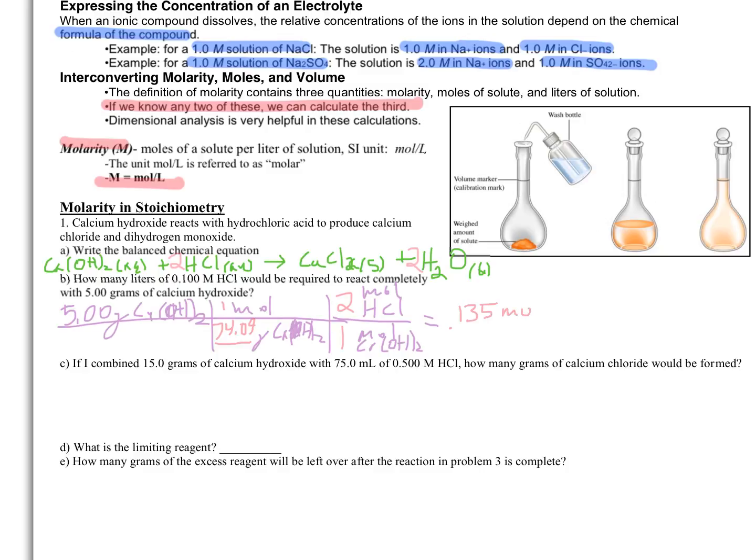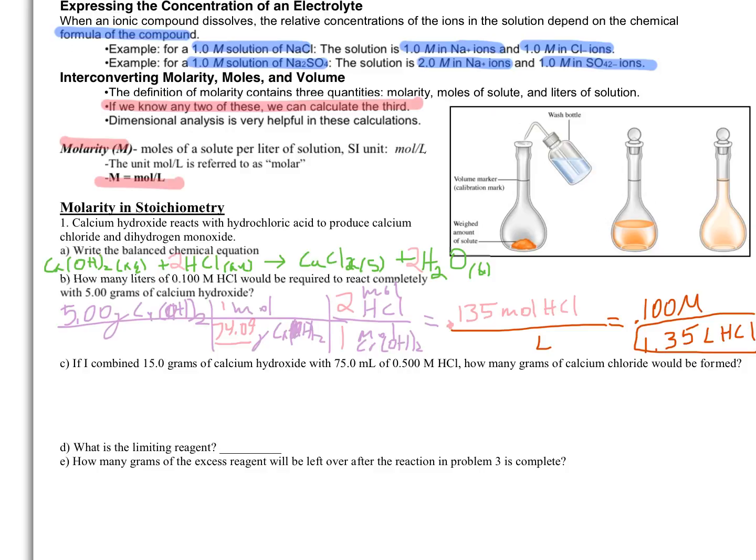0.135 moles HCl. Now I'm wanting to find liters. Put that over liters and it will equal my molarity, which was 0.100 molar. Solve for liters. I get 1.35 liters of HCl. That is how much HCl I would need to react completely with the 5 grams of calcium hydroxide.